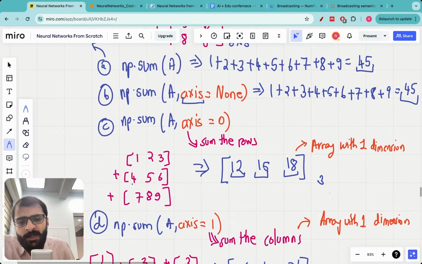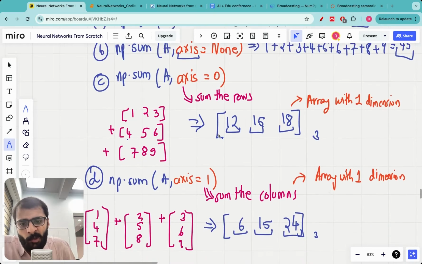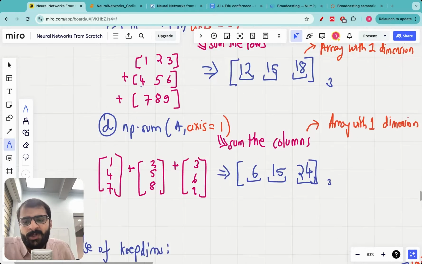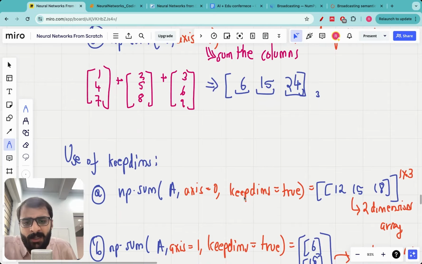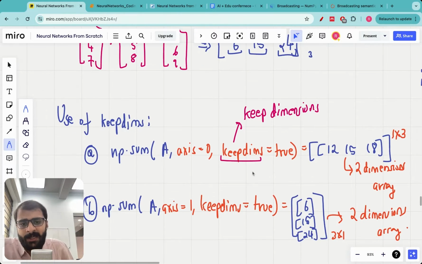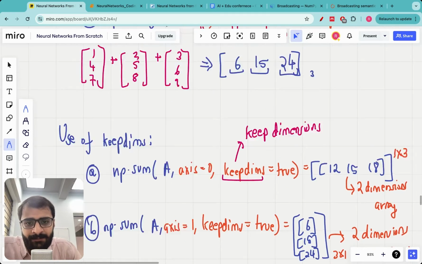Now, let's say we want the summation along the row and the summation along the column to be a two-dimensional array. So if we want this to be 3 by 1 and this to also be 3 by 1, there is another argument which can be used, and that is called keepdims. This is actually "keep dimensions", but the shorthand notation in Python is keepdims. If we use keepdims equal to True, it will represent that sum as a two-dimensional array.